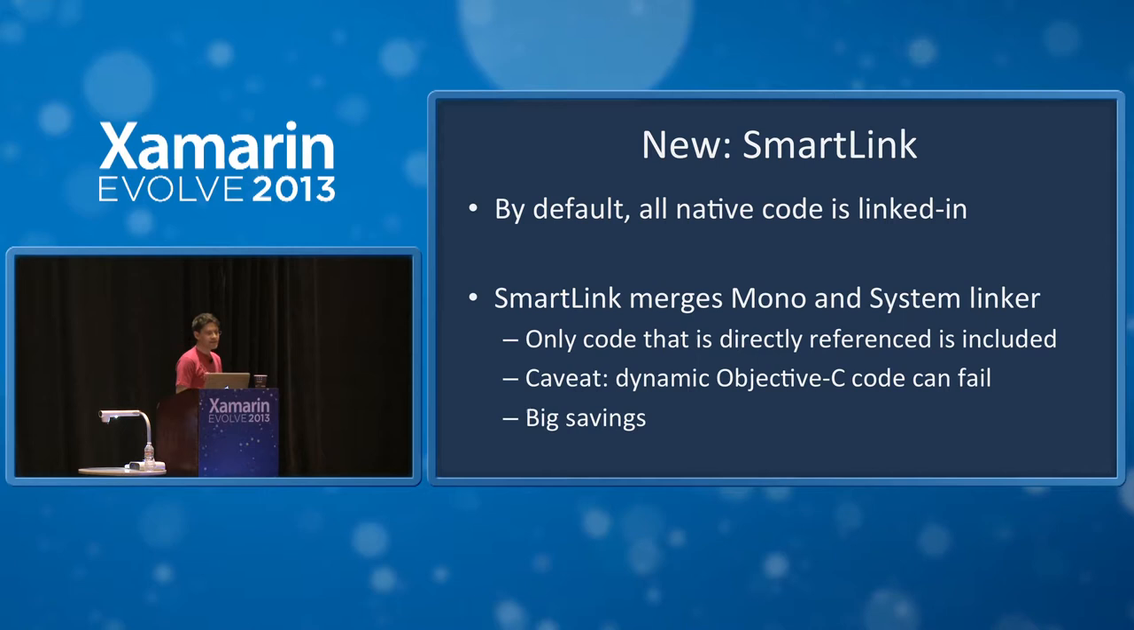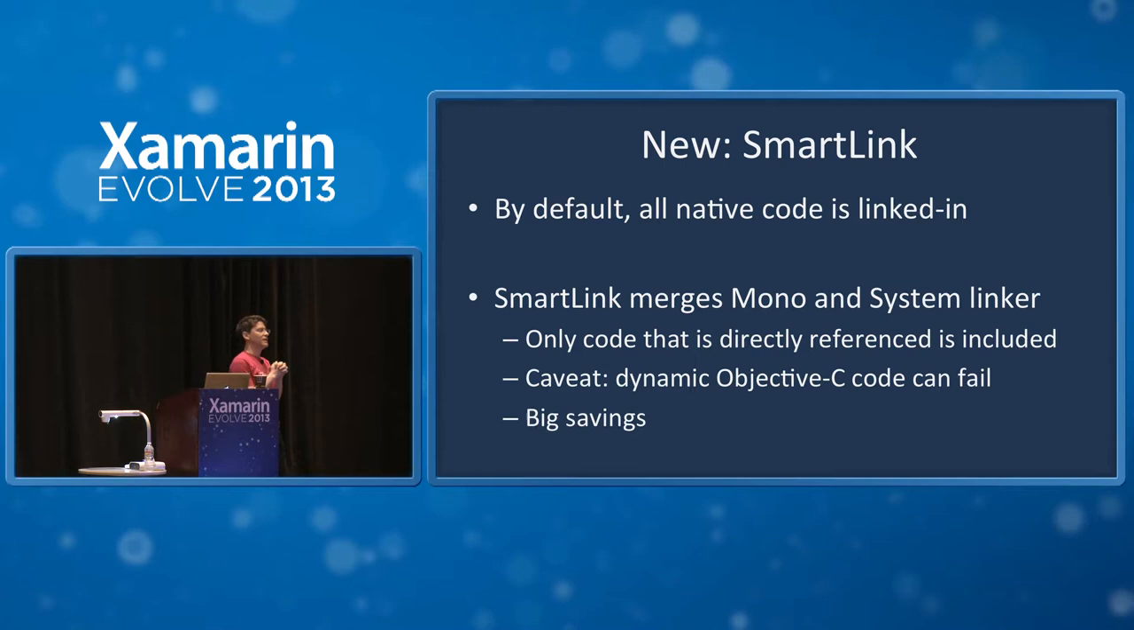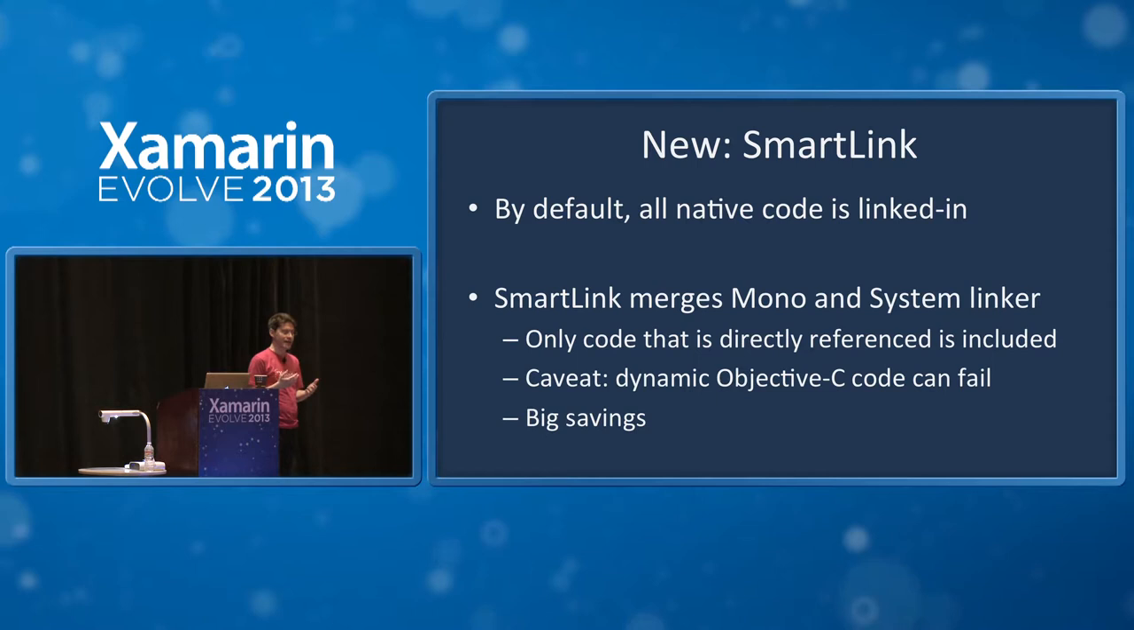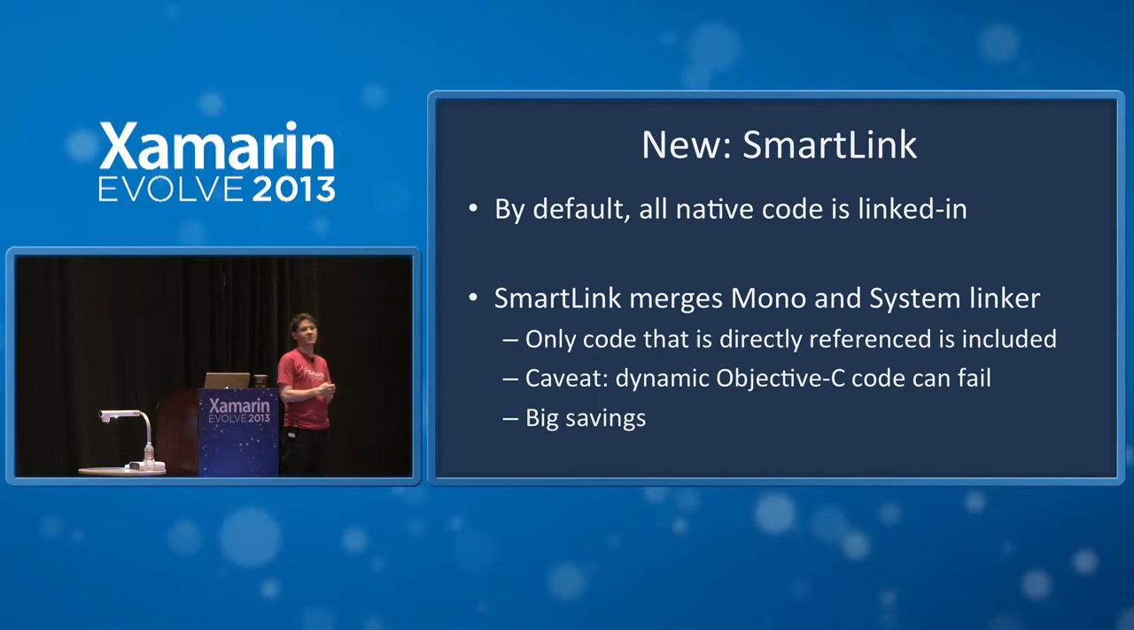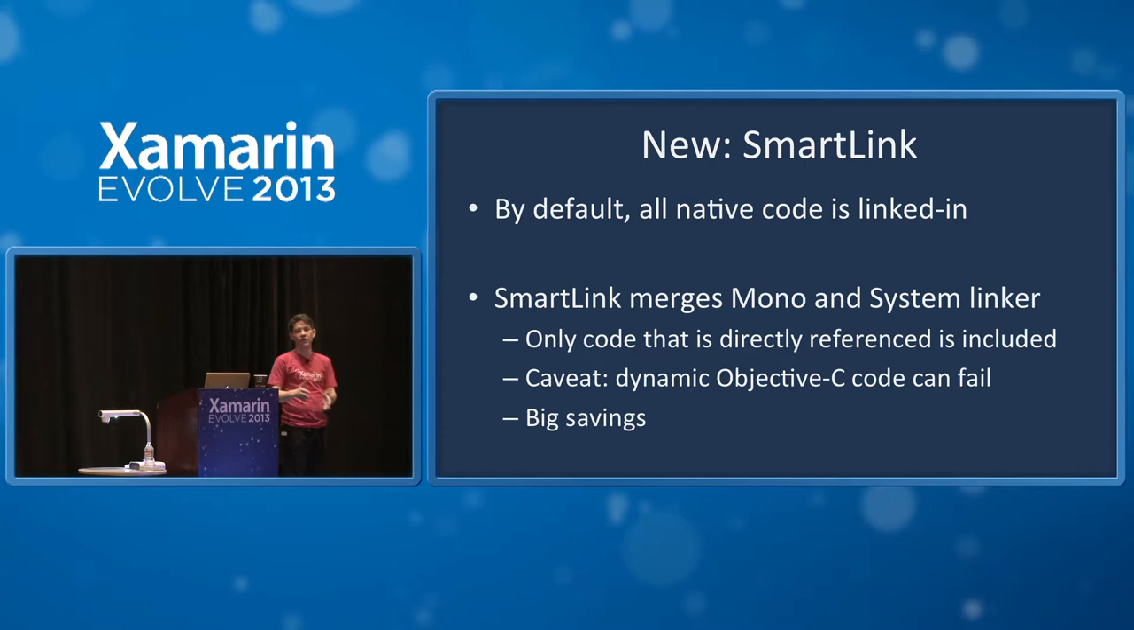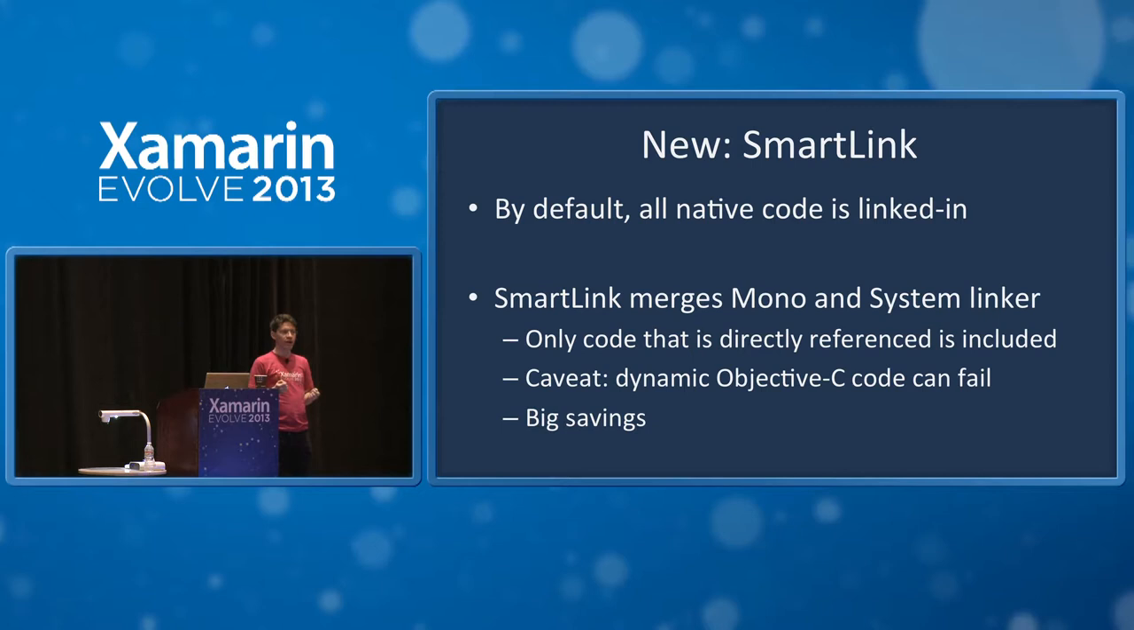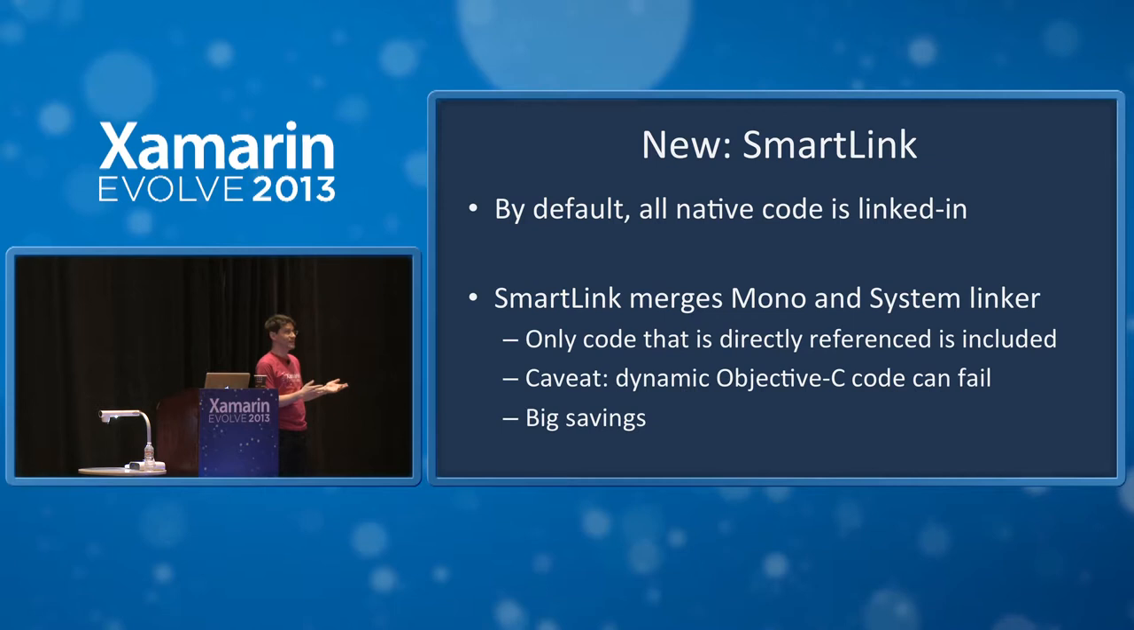It's an opt-in feature because some Objective-C code is dynamic, and they like to call methods that cannot be determined statically. What that means is that they are just going to call stuff, and the linker has no way of knowing that you're going to call it, right? And it's just going to fail at runtime. So it is rare, but it's a practice that some of the more dynamic people are using. It's very rare, but it exists. So that's why it's an opt-in feature.